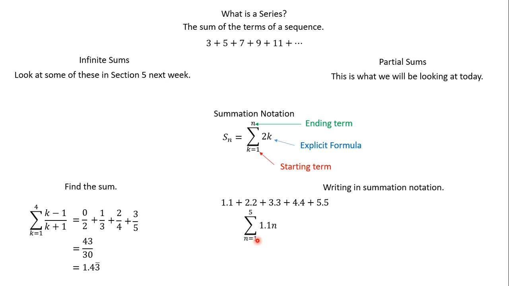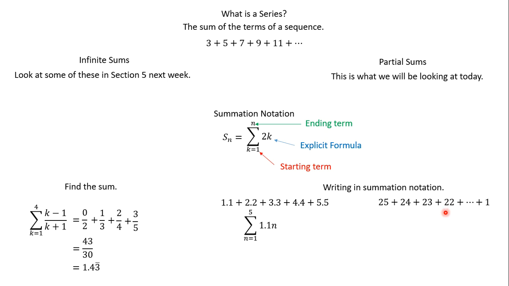Summation notation, we're going from the first term to the fifth term of 1.1n. And that would just be writing this in summation notation. We don't have to do anything with it. That's all we have to do. Notice since I use the n variable, I use n down here instead of k. It's just a little notation. So let's look at another one.